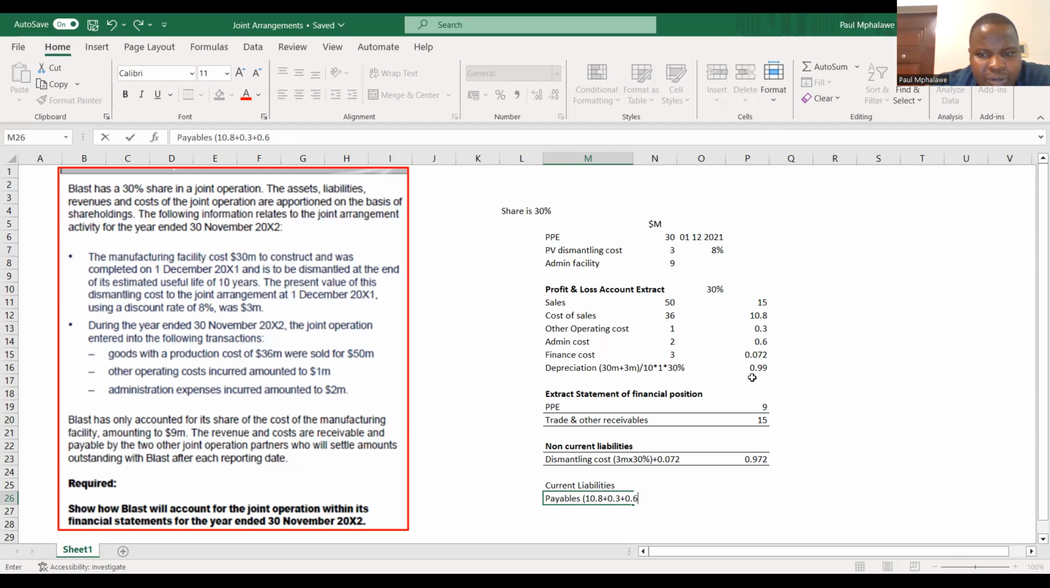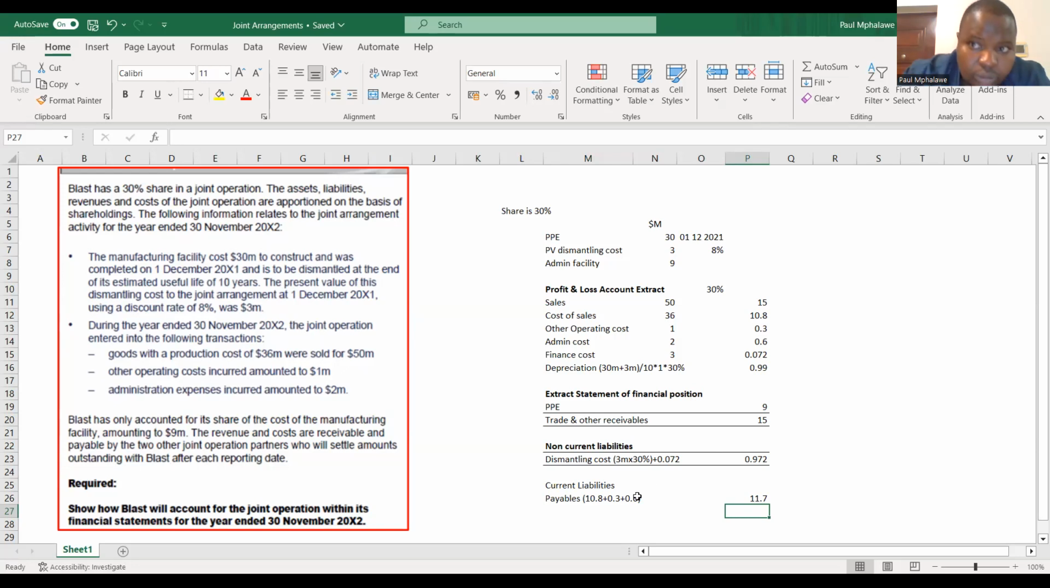Is finance cost part of that? Has the finance cost been paid? I think finance cost is straightforward, because that one is paid by the bank. So the share of that is part of current liability. So 10.8 plus 0.3 plus 0.6. That is 11.7. Why haven't we taken depreciation as part of payables?